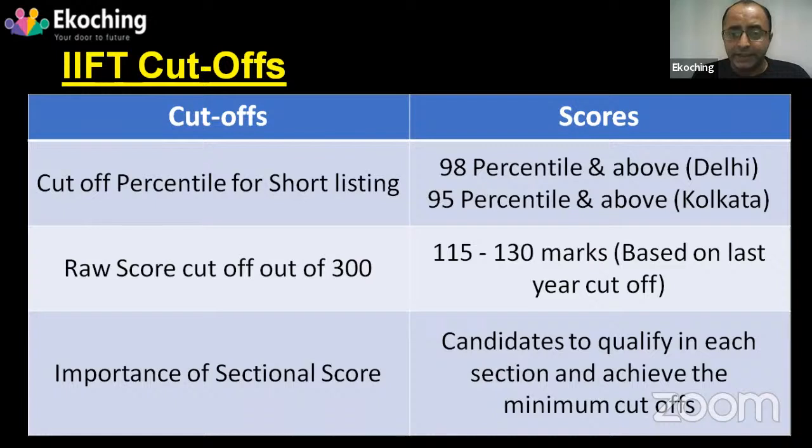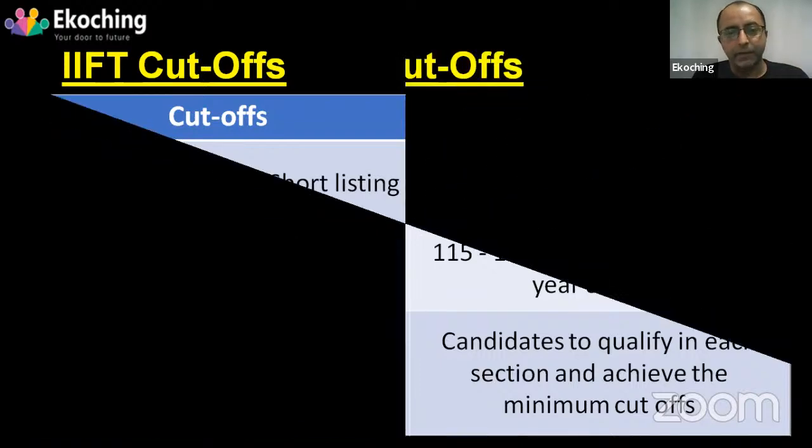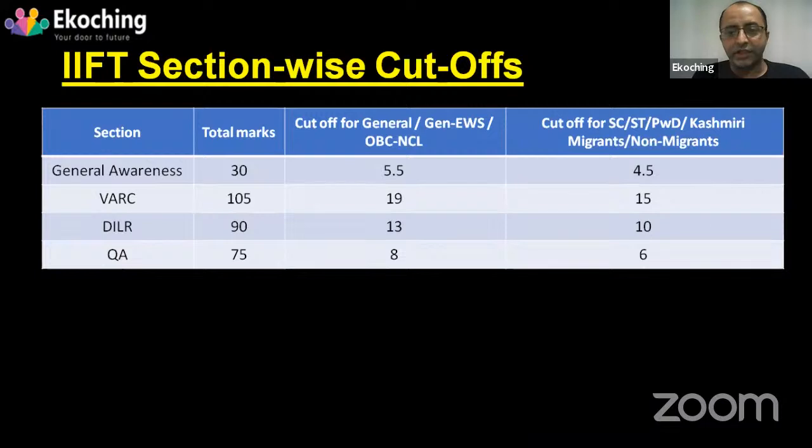Yes, IIFT के section cut off भी होंगे along with the overall cut off. They will also look at the section wise cut off, like for verbal, for quant, for GK. You have to score some minimum cut off marks to get into the selection process of the next stage. So I will discuss in the coming slides cut off क्या रहेगा. You can just check it out here.